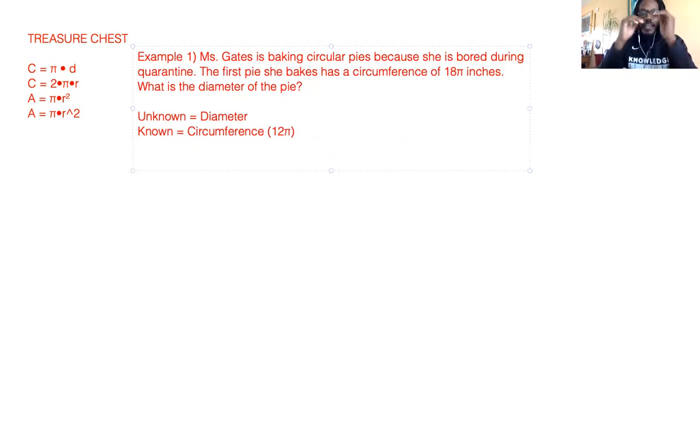And then the next thing I need to ask myself is, if I can dig in my treasure chest, what is one thing that I can take out, or even two things? What can I take out of my treasure chest to help me find what I don't have using what I do have? So what formula has circumference and diameter? I'm looking over here at my treasure chest, and I notice that I have this formula: circumference equals pi times diameter. I have pi, I have circumference, and I'm looking for diameter. So I'm going to use this formula, and I'm going to plug in what I do know.